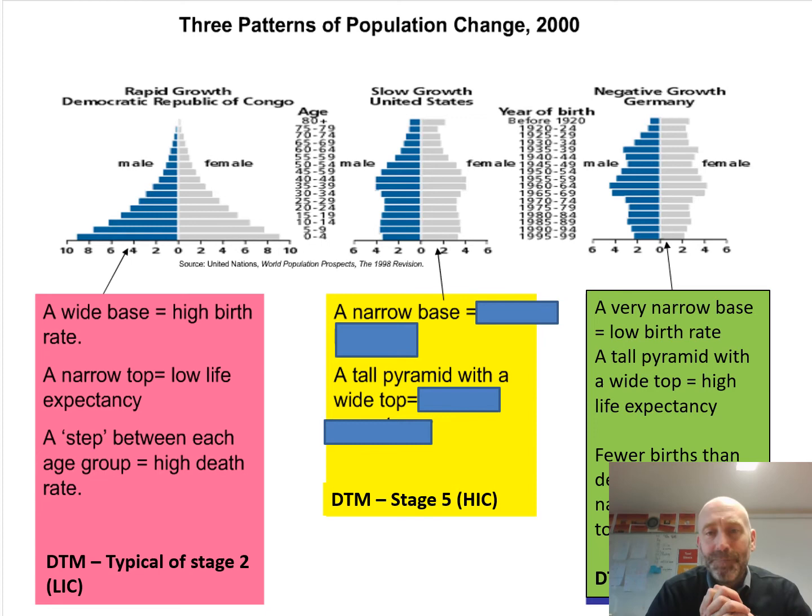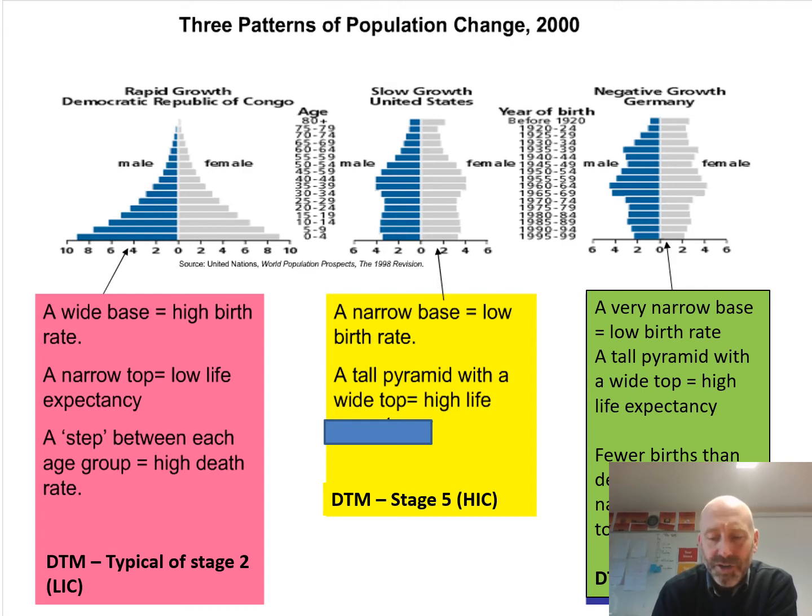Right, the center one, we can see that we've got a relatively narrow base. So that's showing a low birth rate. It's a tall pyramid with a wide top, which shows a long or high life expectancy. And as I said, this is typical of a country in stage 4, not stage 5, of the demographic transition model.